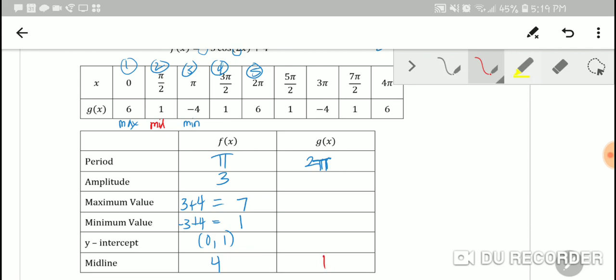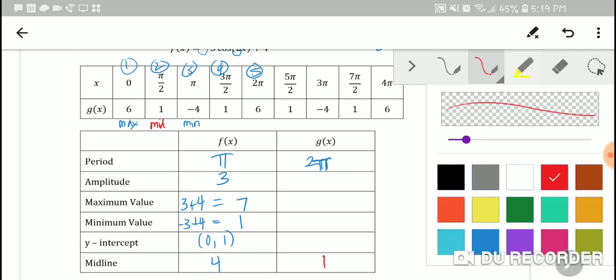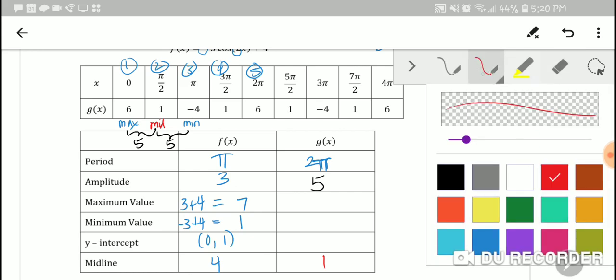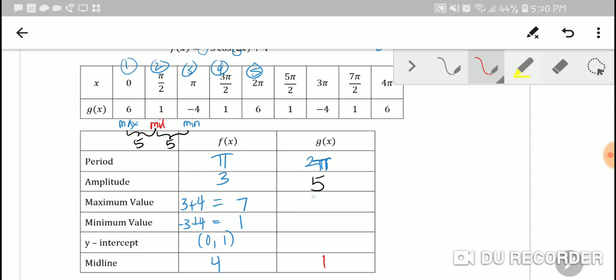We can figure out our amplitude by seeing how far in between the midline is from your maximum or from your minimum. So from 1 to 6, that's 5 spaces. Or from 1 to -4, that's 5 spaces. So your amplitude is 5. Continuing on with the maximum value, we've already discussed the maximum value is 6. The minimum value is -4. Your y-intercept, that's wherever x is equal to 0, so in this case 0, 6.